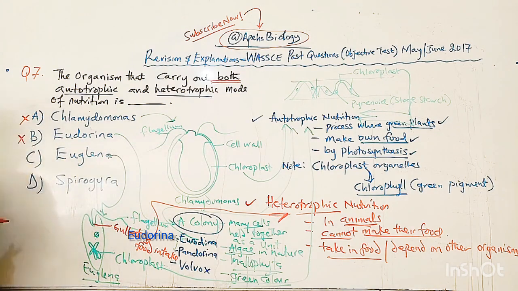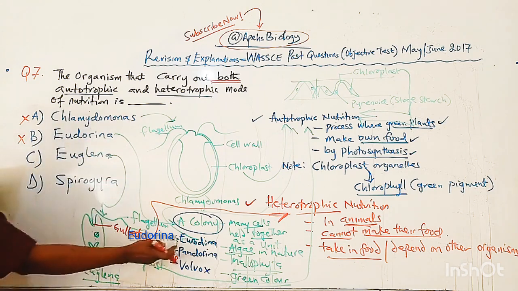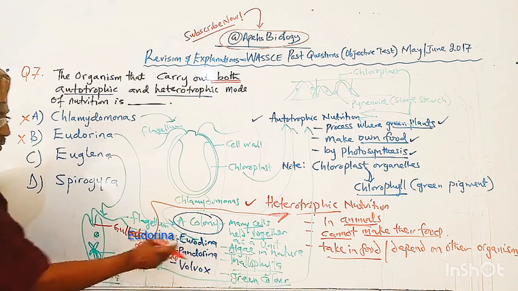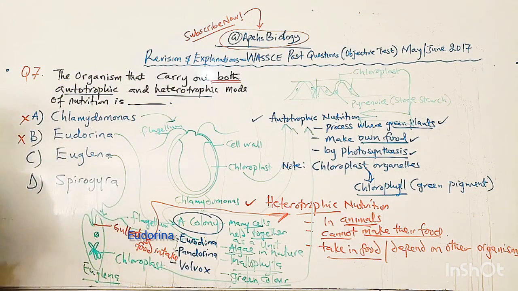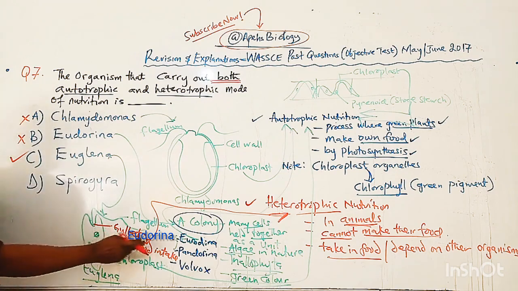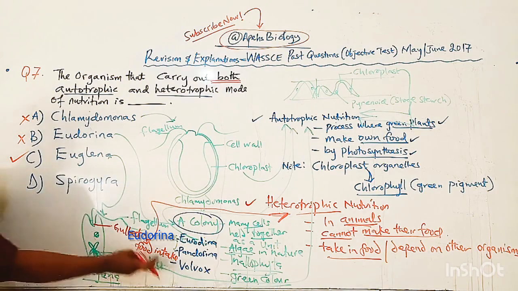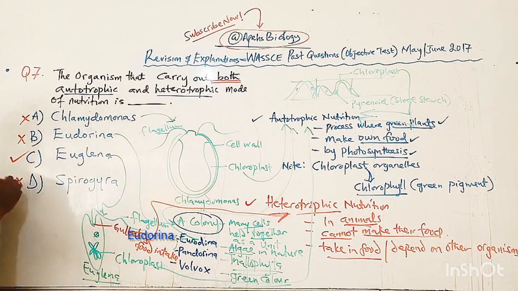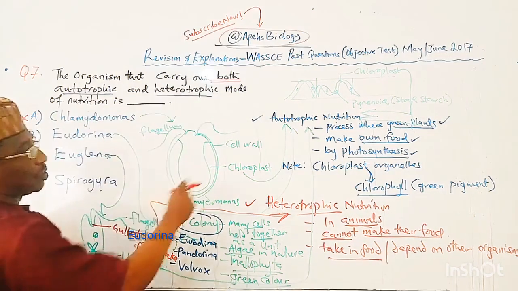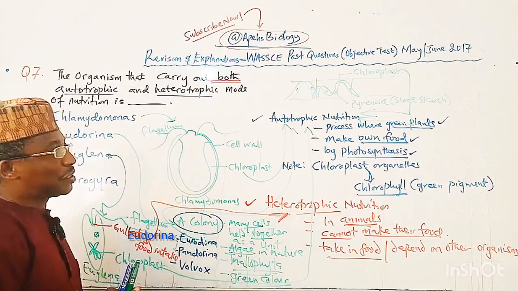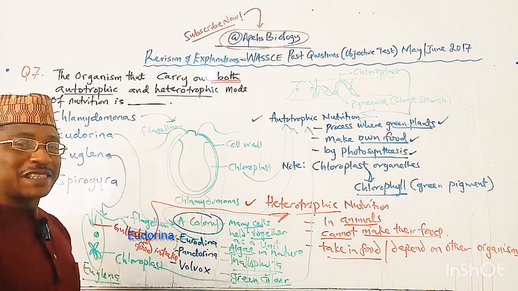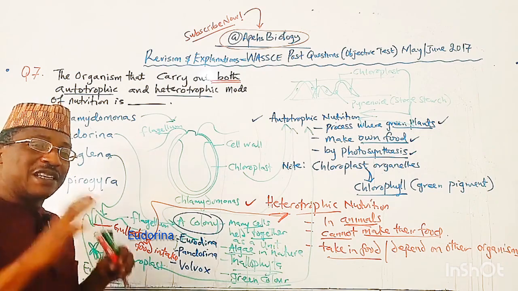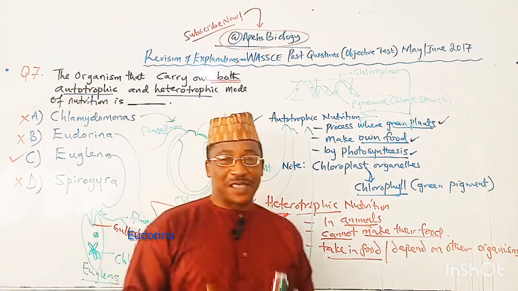The answer cannot be Eudorina, because Eudorina, Pandorina, and Volvox are colonial algae, and organisms in a colony cannot carry out heterotrophic nutrition. The answer definitely is going to be what? Euglena. Euglena, because it has a gullet for taking in food by heterotrophic nutrition and chloroplast for photosynthesis during autotrophic nutrition. Definitely it cannot be Spirogyra, because Spirogyra has a filamentous chloroplast that carries out photosynthesis for the purpose of autotrophic nutrition. This is the reality of what we have presented today.